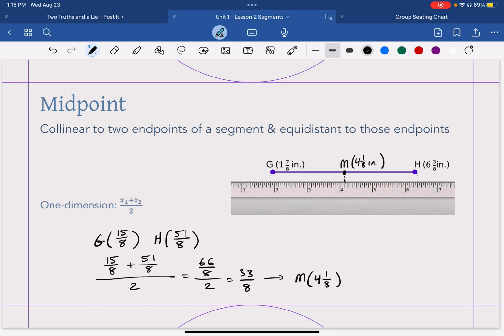And essentially what we're saying here is that this side, this segment, and this segment are congruent. So therefore we can say that GM is congruent to MH, a congruency statement, because that midpoint cuts this segment in half. And when it's cut in half, it has two equal lengths, which means they are the same size and they are the same object. Okay? They are the same measure.